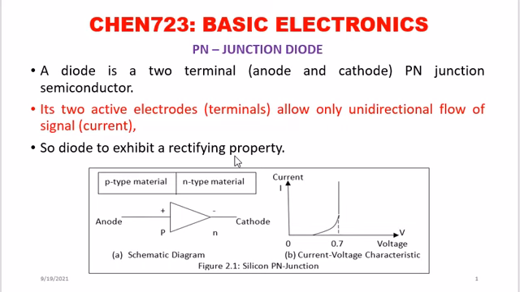What we mean by rectifier, we are going to see very soon, is that device that will take alternating current and change it to flow in only one direction. So the diode allows the flow of current in only one direction, and for this reason it is called a rectifier diode.